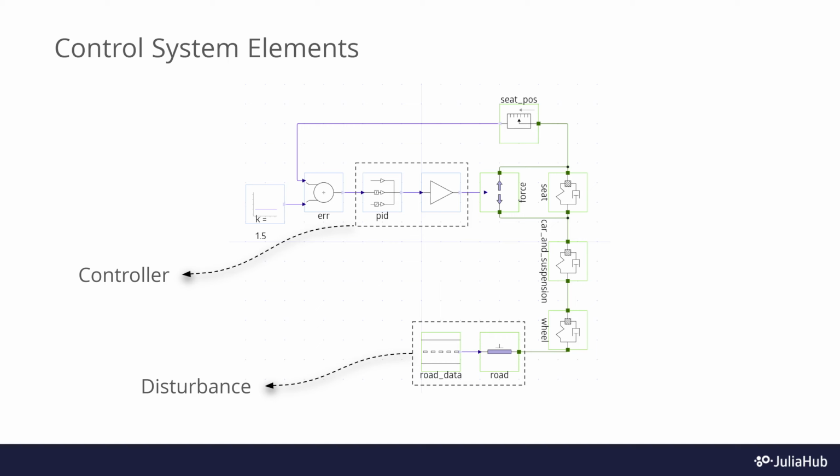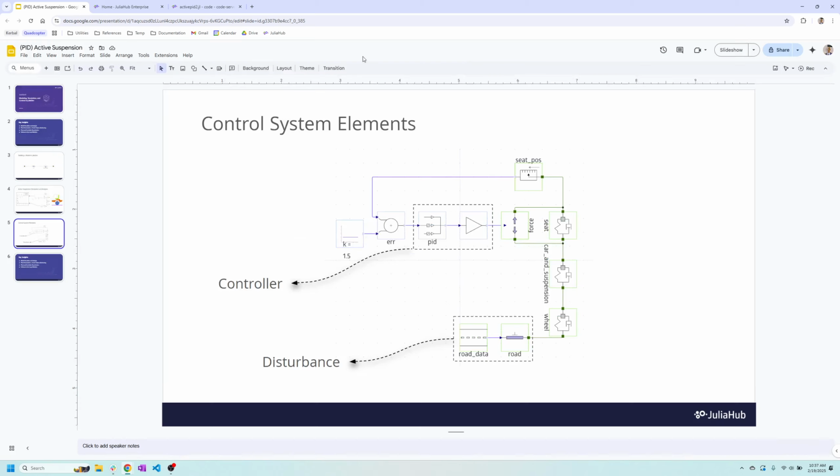After that, we'll turn our focus to the controller inside of our system, which is the PID controller. And what we'll do is we will attempt to auto-tune or optimize this controller so that once again, the seat position tracks the desired reference position of 1.5 as closely as possible. Okay, so with that, let's go ahead and get started.